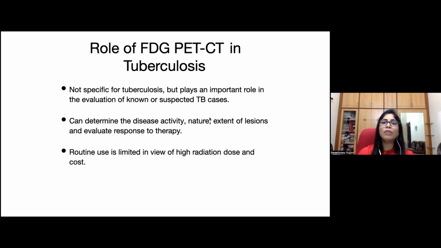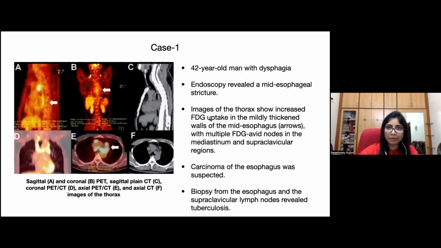So what is the role of FDG PET-CT in tuberculosis? It is not specific for tuberculosis, but plays an important role in the evaluation of known or suspected TB cases. It can determine the disease activity, nature, extent of lesions, and also evaluates response to therapy. Its routine use is very limited because of high radiation dose and cost.